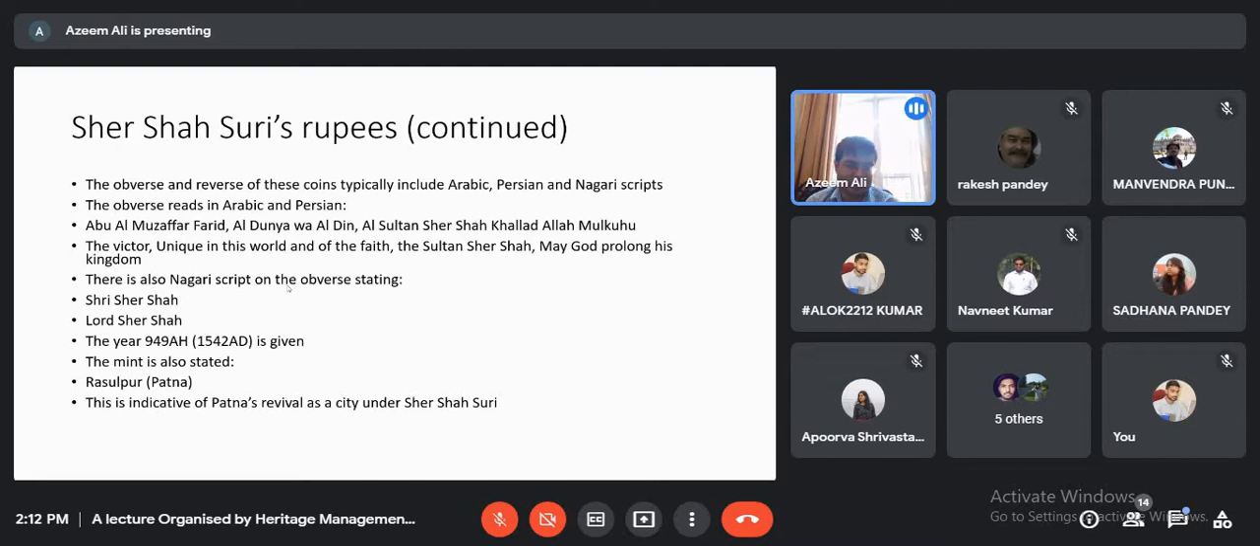And there's also Nagari script on the obverse, stating Sri Shah, so Lord Shah, almost kind of harkening back to the pre-Islamic period where Shah is being stylized as an Indian or Hindu king. And the year is also given on these coins, which is 949 Hijri, which is about 1542 AD. And the mint is also stated. In this case, this coin is minted in Rasulpur, which is now Patna. And this tells us that Patna kind of regained its importance as a city under Shah Suri.